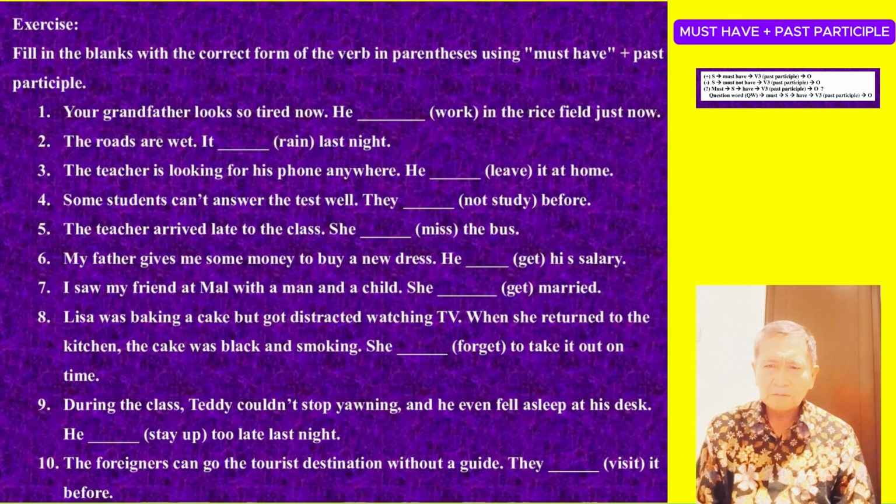Number six, my father gives me some money to buy a new dress. So, what is your next sentence for conclusion using must have past participle? He must have gotten his salary. Number seven, I saw my friend at the mall with a man and a child. What is the conclusion for number seven? She must have gotten married.